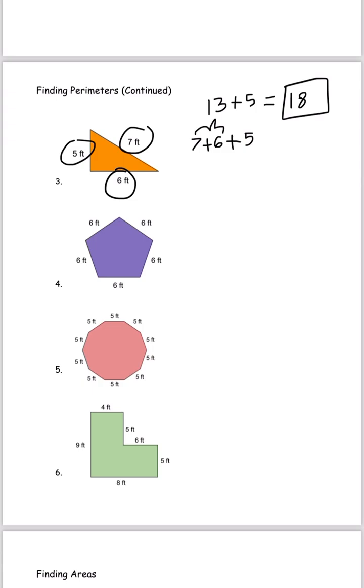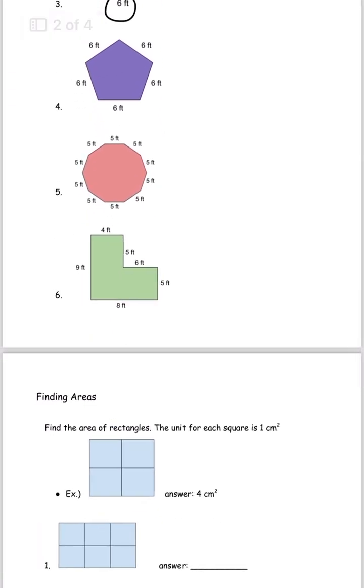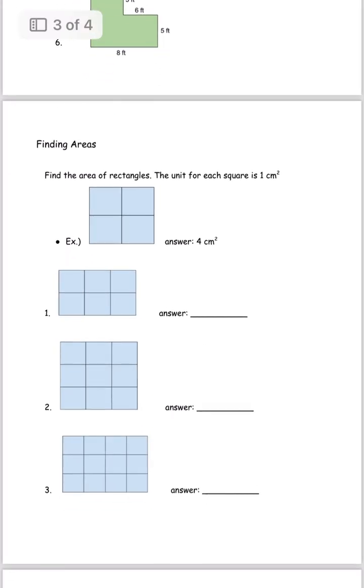Okay, then let's move on to the next page. I think you guys could finish that side. So the next one is finding area. So we have to find the area of a rectangle, and the unit for each square is 1 centimeter cubed. 1 centimeter squared, sorry.